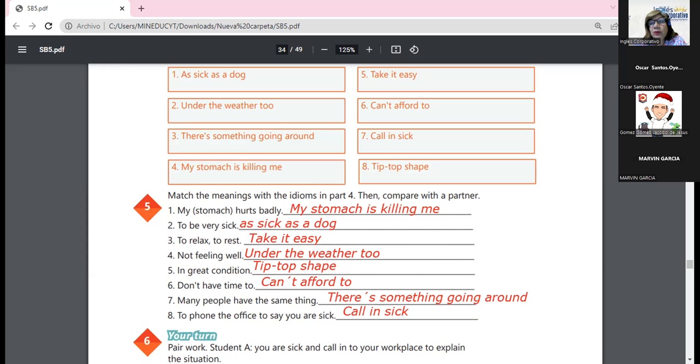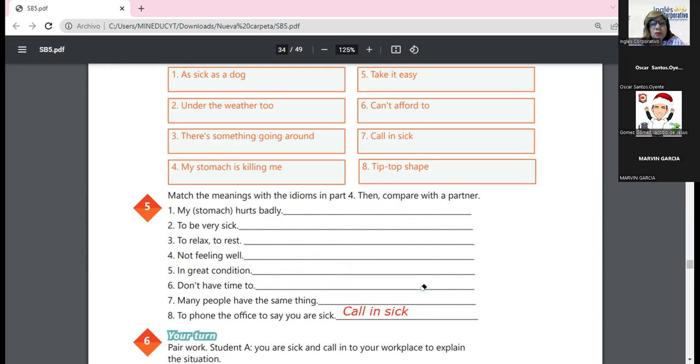Now, we are going to practice the pronunciation. Wait a minute, please. I'm going to erase this.